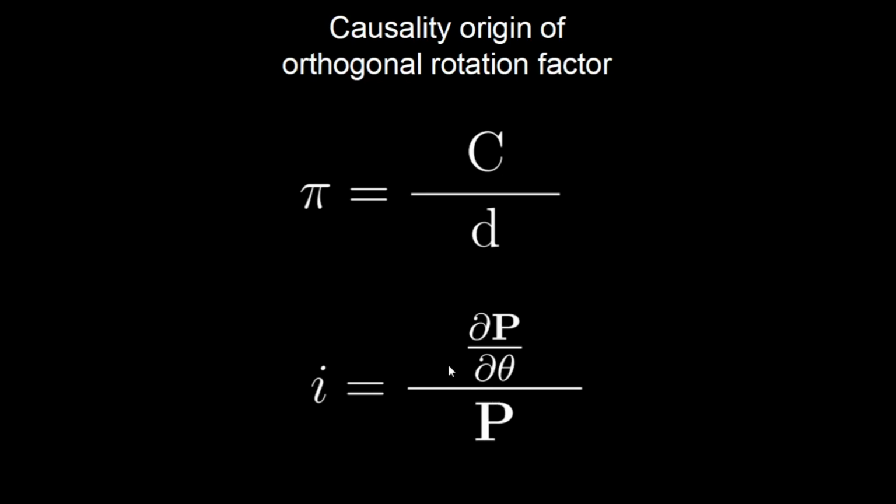It's the existence of the ratio being constant that causes the existence of the I as well as the existence of the rotation factor set. It's important to point out that the term partial derivative of the vector p and the term vector p have their respective directions, which are perpendicular to each other. As a result, their ratio I is a special non-real number constant and represents an orthogonal rotation.